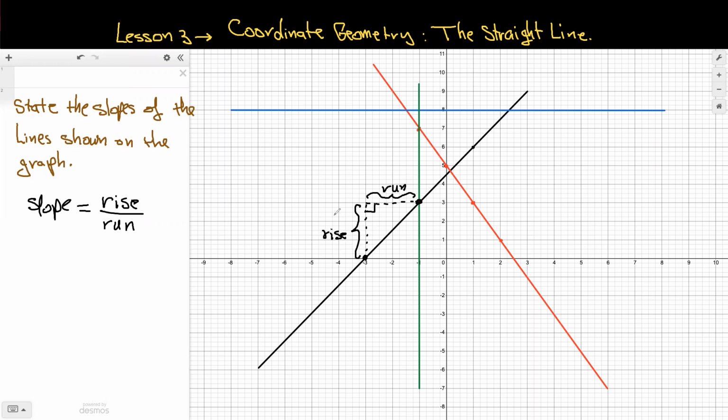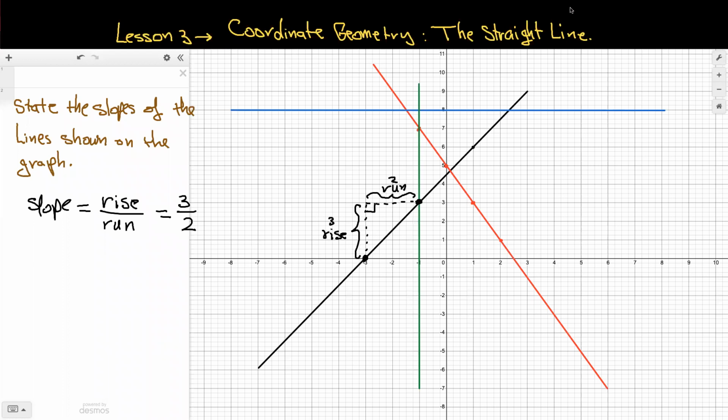So if you look at this, it's rising 3, and it's running 2. So rising 1, 2, 3, and then running 1, 2. So the slope of the black line will be 3 over 2. Now, how do we know if the slope is positive or negative? If I go from the point on the left to the point on the right, am I going up or down? I'm going up. So if I'm going up, that means the slope is positive.